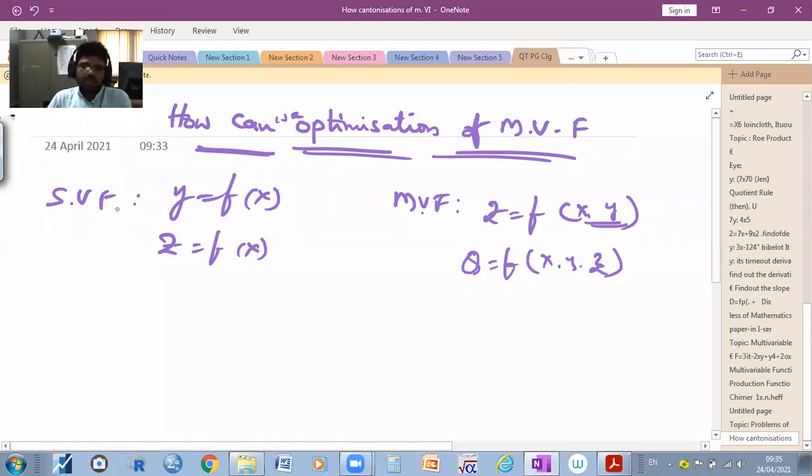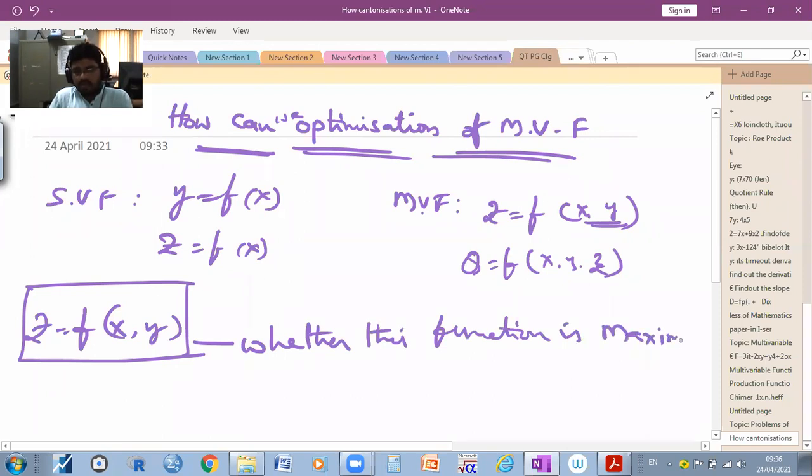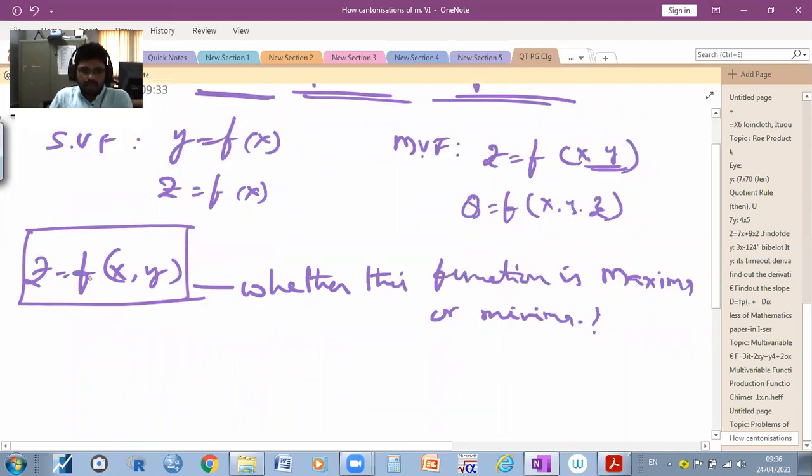So for a multivariable function, such as we discussed last day, z is equal to f of x comma y, to be at a relative minimum or maximum. For example, in order to get whether this function is maxima or minima, I am writing z is equal to a function of x comma y. This is a multivariable function. So we want to know whether this function is minima or maxima.